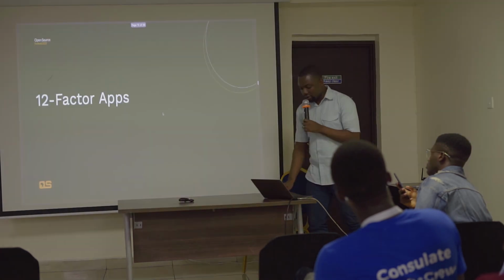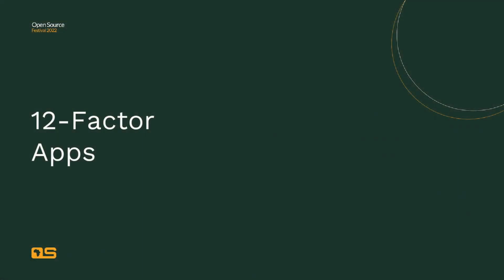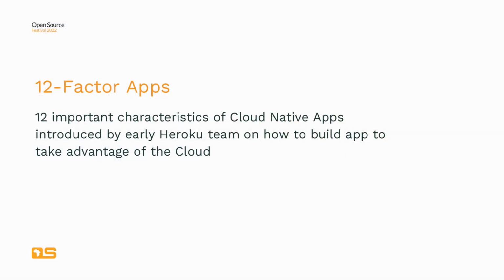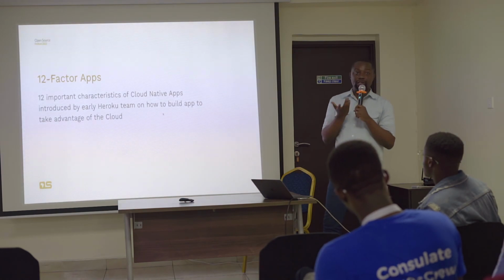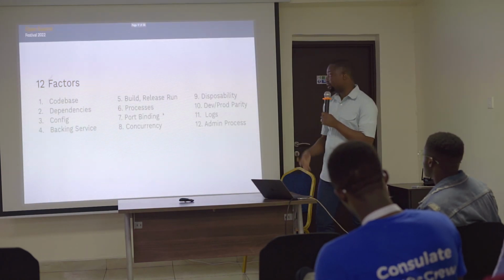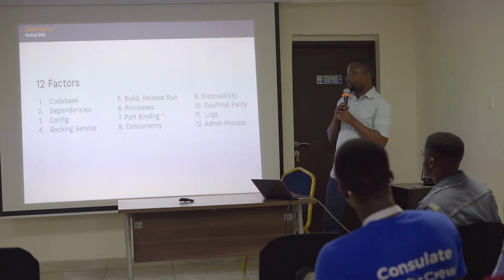So let's quickly look at the 12-factor approach. The 12-factor approach is really around 12 important characteristics of a cloud native app. It was introduced by the early Heroku team, right? Because Heroku were the first set of guys that really did platform as a service. And based on their experience working with a lot of clients, a lot of developers, they discovered that there are 12 major things that people were doing wrong and that they could do right in building the application, right? So we just look at those 12 basic things, and yeah, we can take questions.